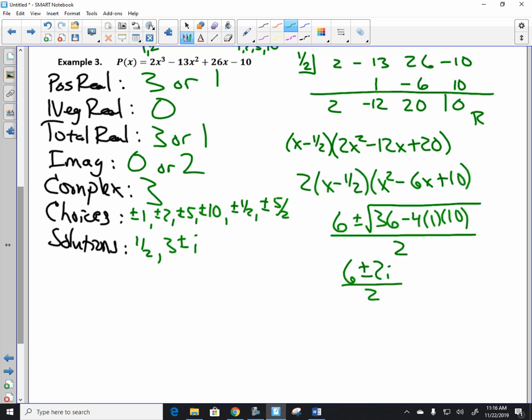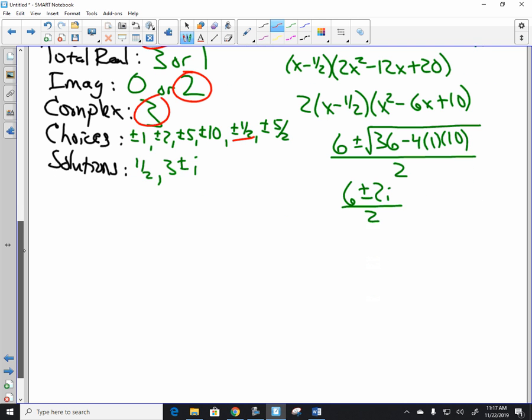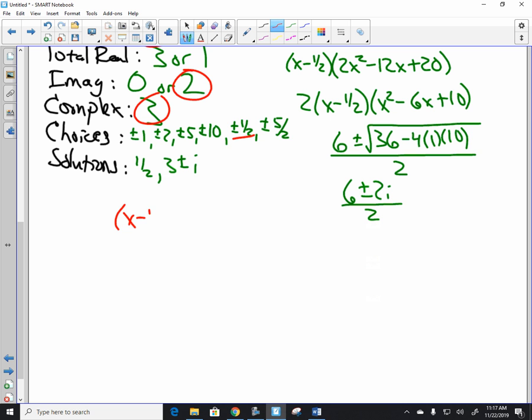Exactly like we thought. If we ended up with 1 positive real, you end up with 2 imaginary for a total of 3. 1/2 was one of your choices. No negative real solutions. You can write this in factored form. X minus a half times x minus 3 plus i times x minus 3 minus i. What's the coefficient? 2.